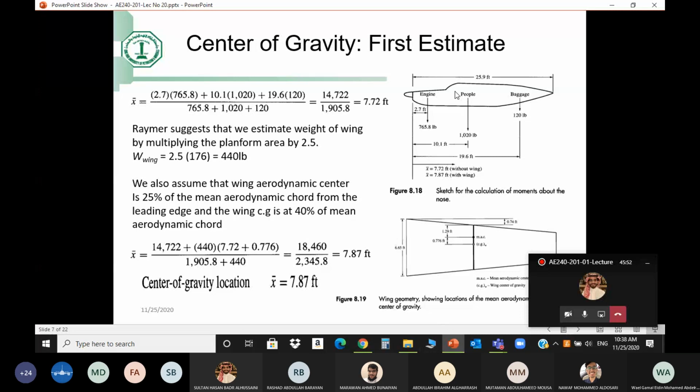But here for us in AE240, first time we're doing this, we will check stability only when the aircraft is fully loaded.